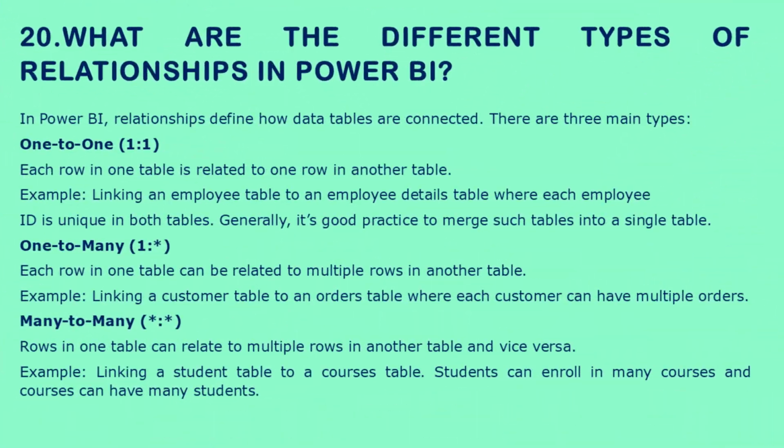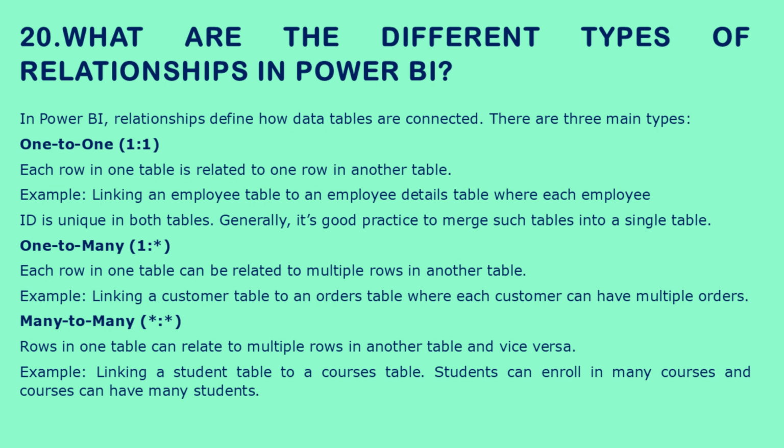What are the different types of relationships in Power BI? In Power BI, relationships define how data tables are connected. There are three main types. One-to-one (1:1): each row in one table is related to one row in another table. Example: linking an employee table to an employee details table where each employee ID is unique in both tables. Generally, it's good practice to merge such tables into a single table.